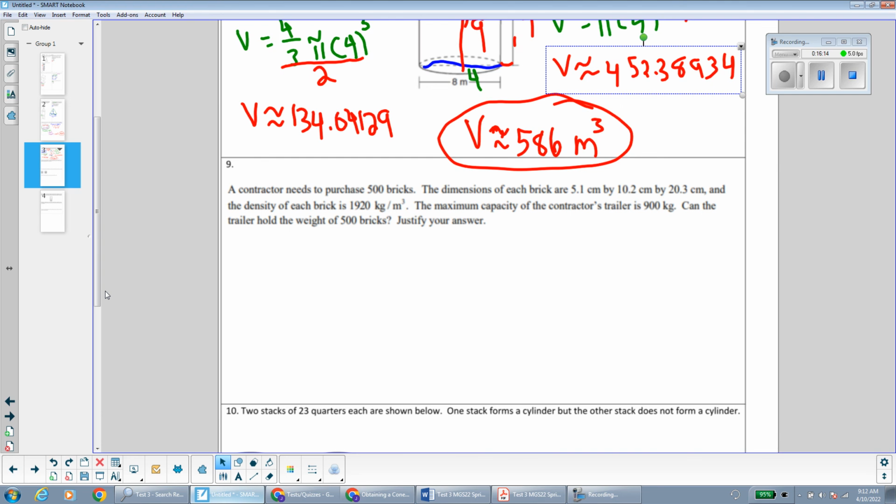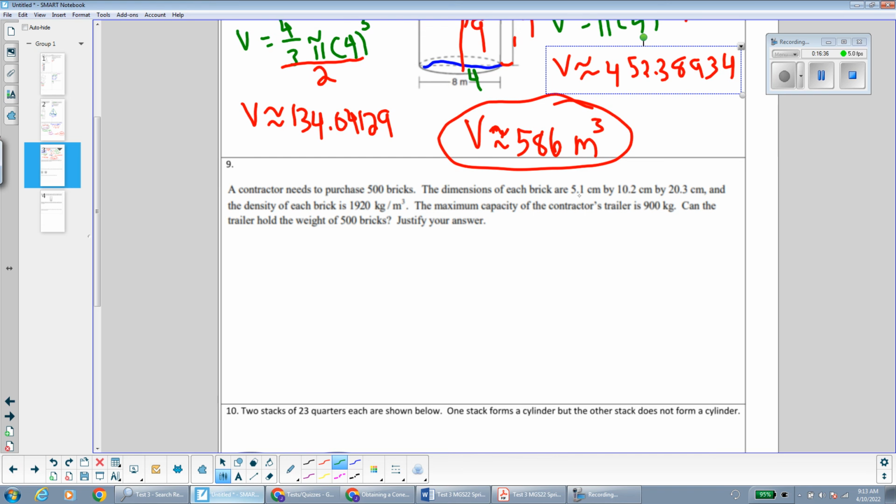Otherwise, it would be all the points off except for one. And that's how the Regents grades it as well. If you just put an answer and no work, you get only 1 point out of all the points that the question's worth. So first I need to find the volume of the brick to find out how much space each brick takes up before I can figure out what the weight is going to be.